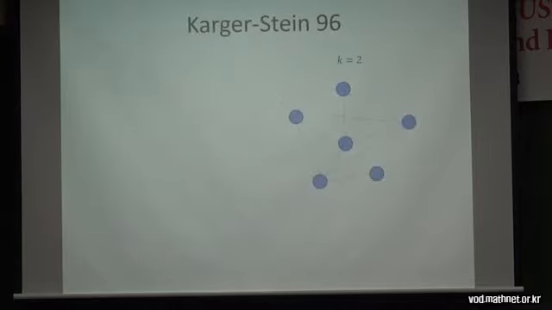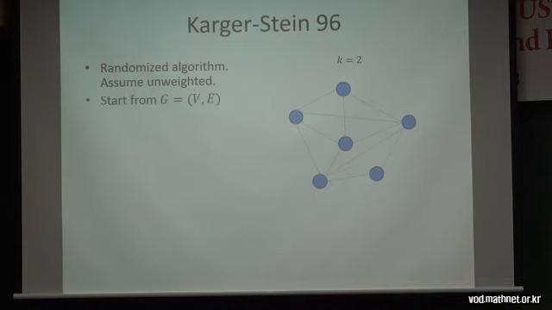Okay. So let me state the Karger-Stein algorithm. It's a randomized algorithm, and I'm going to assume that the graph is unweighted. The algorithm consists of one process, and it will run this same process repeatedly many times. Let me introduce one process.